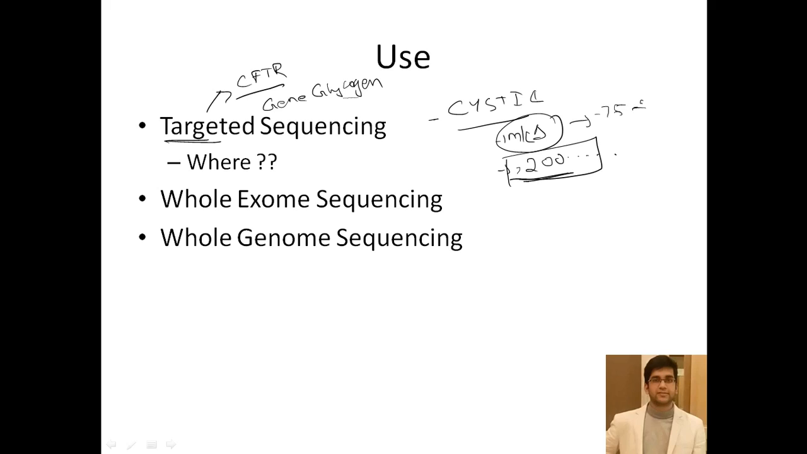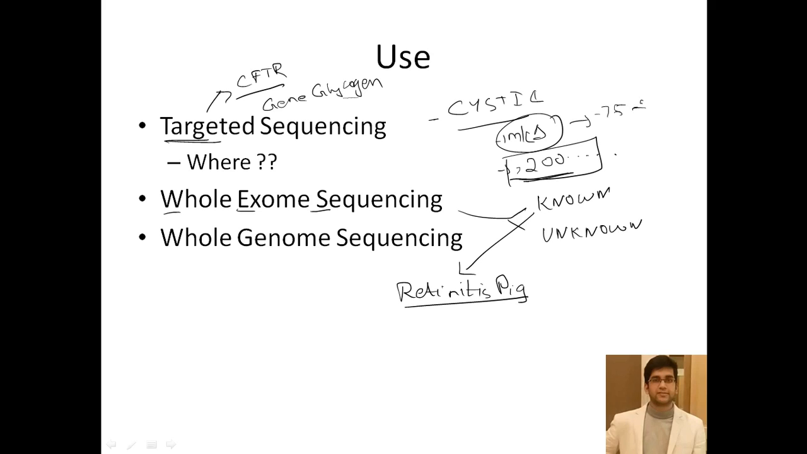Next is whole exome sequencing. This comes to a beauty. So here I can identify both known as well as unknown disease. For example, we'll first come to the known disease. We all know retinitis pigmentosa is a genetic disease, but if you look at the genes of retinitis pigmentosa, n number of genes are involved. So for that, it will be easy and cheaper for me to go with whole exome sequencing.